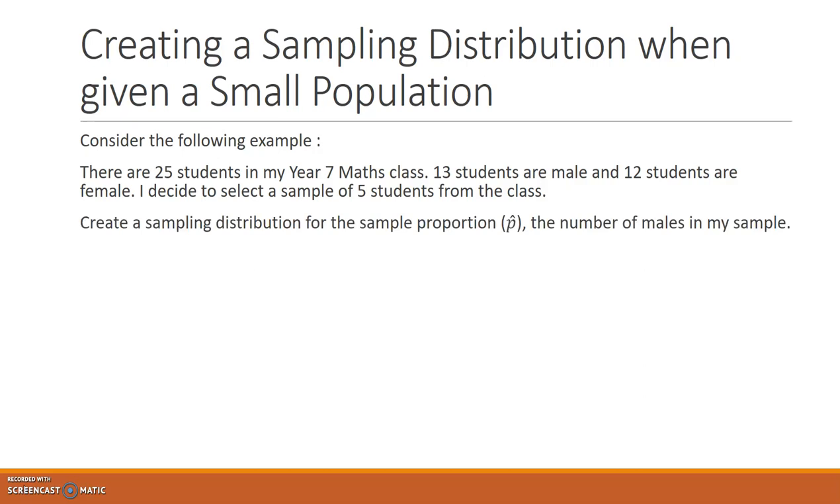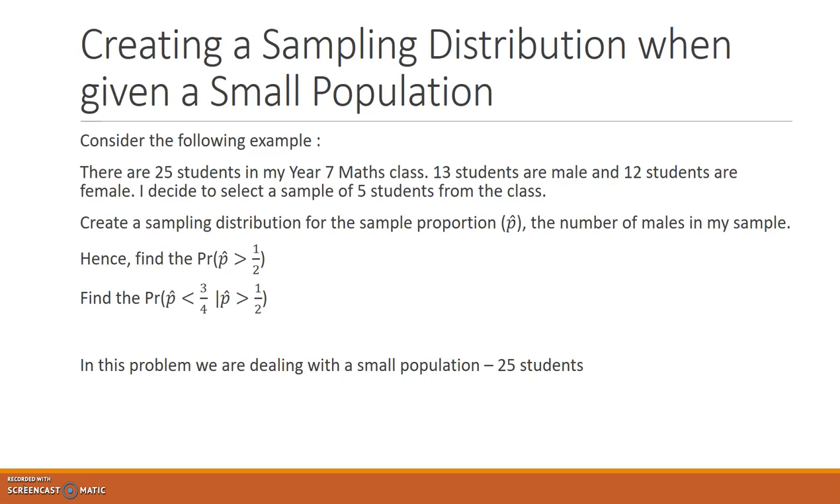I'm going to create a sampling distribution for the sample proportion p hat, number of males in my sample. Hence, I'm going to find the probability that the sample proportion p hat is greater than a half. Then I'm going to find the probability that the sample proportion is less than 3/4, given that it's greater than a half.